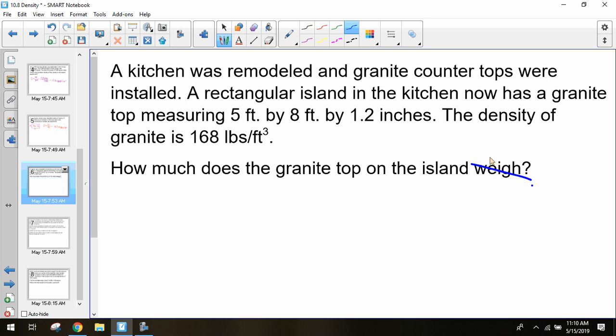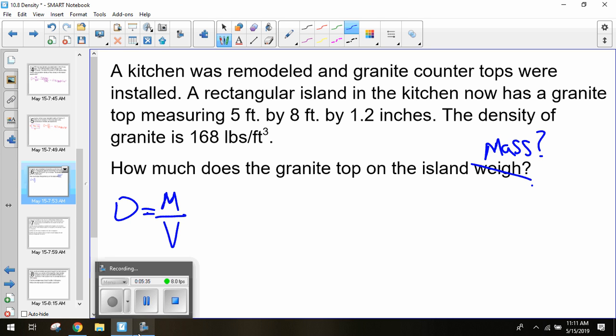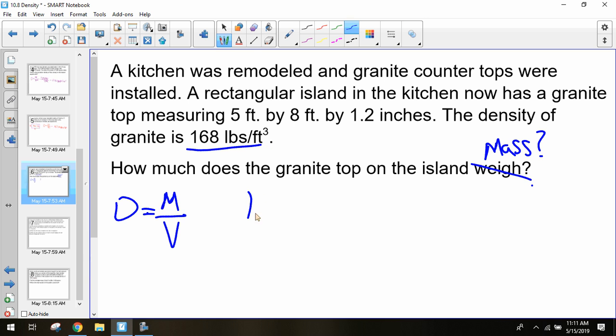We're looking for mass. So we know density is mass over volume. So what information do we have? We have the density, so we have that 168. We know we're looking for the mass. We need the volume. There's measurements.